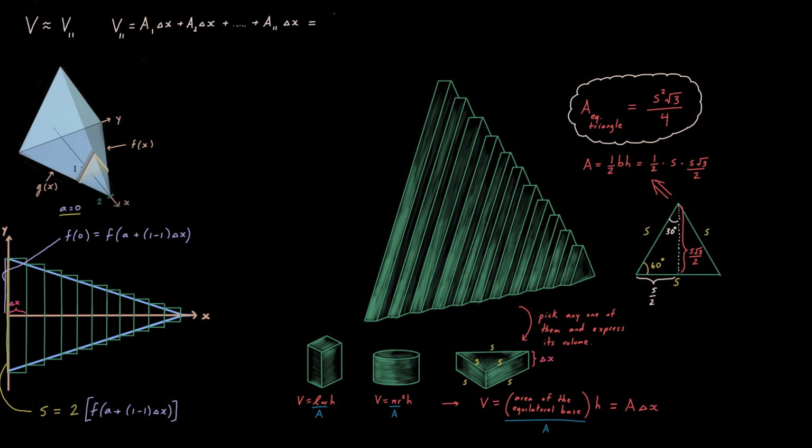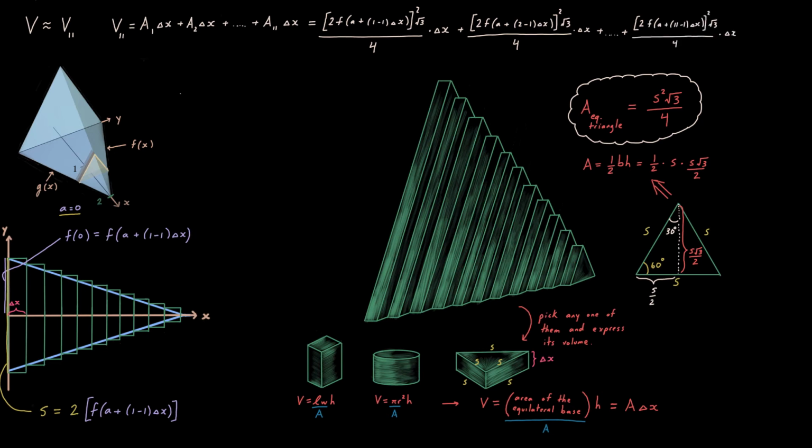V of 11, therefore, is A1 delta x plus A2 delta x, using that formula at the bottom, A delta x. And so now I just substitute in for A1, A2, and all the way up to A11, and I get this. Just left endpoint rectangle stuff, but in a slightly different makeup.